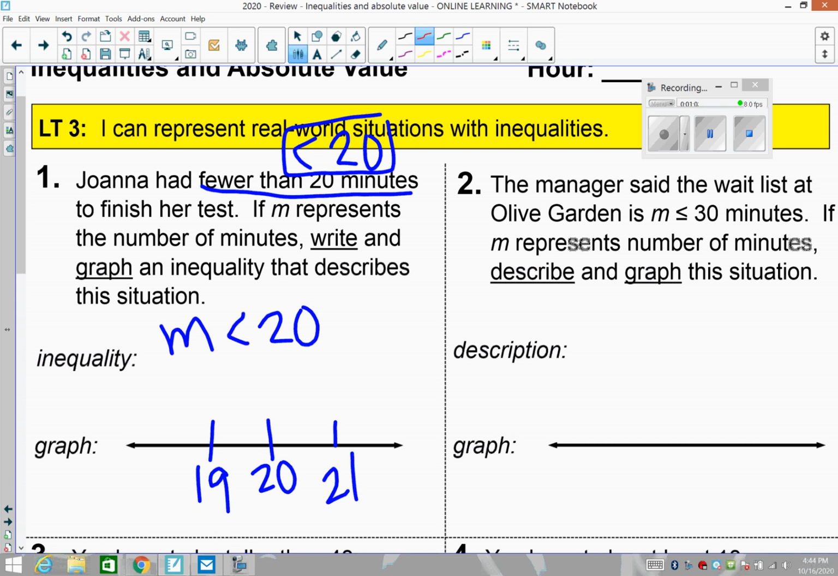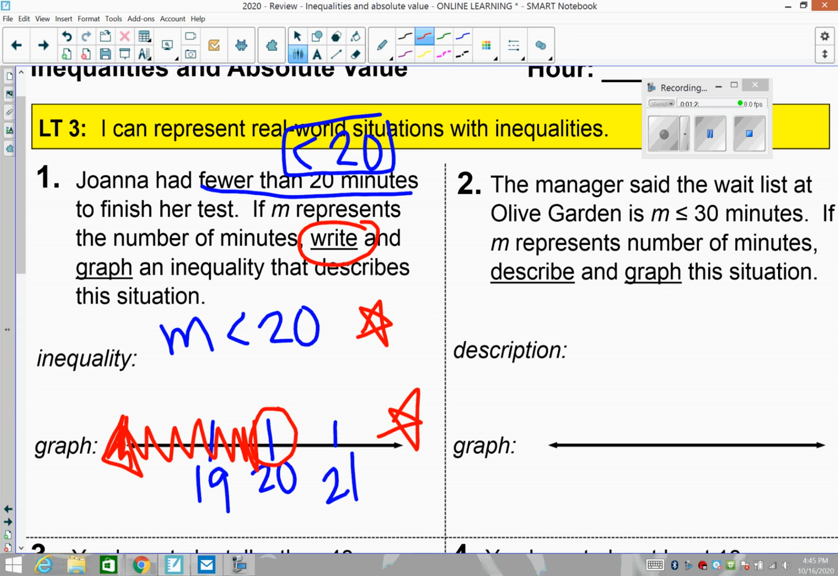So we have an open circle at 20 minutes, and we're talking about all the minutes that are less than. So we're going to shade to the left. So we're going to write the inequality, and then we're going to graph it. Open circle at 20 minutes and shade left, the number of minutes to finish the test, fewer than 20 minutes.